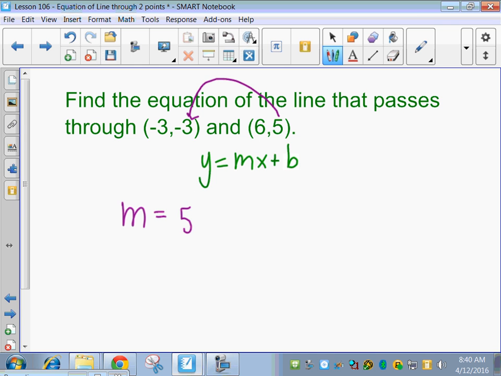So 5 minus negative 3, divided by the x minus the x. So 6 minus negative 3. So these turn into plus, minus, and negative. So that gives me 8. And minus a negative, another plus right here, gives me 9. All right, so we have a fraction this time for our slope.